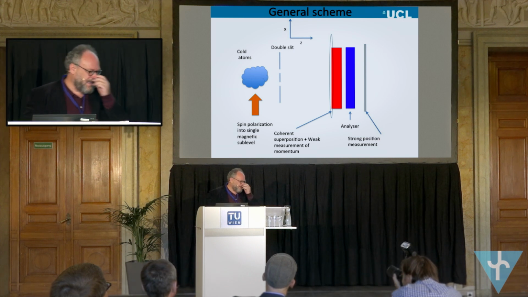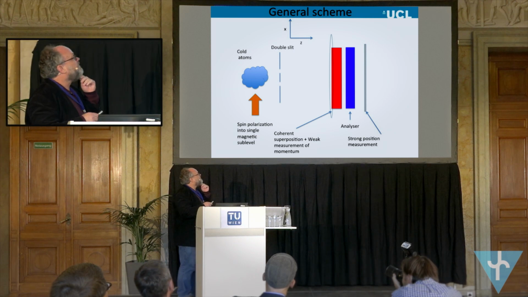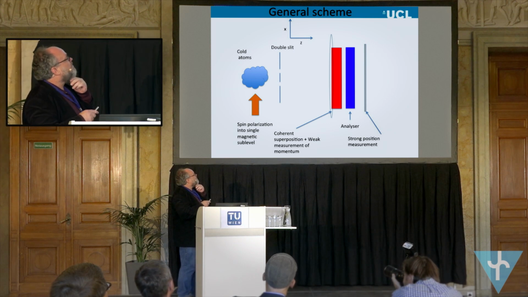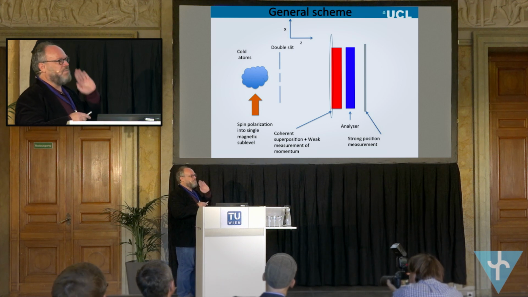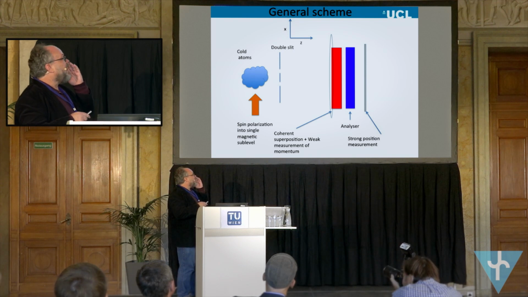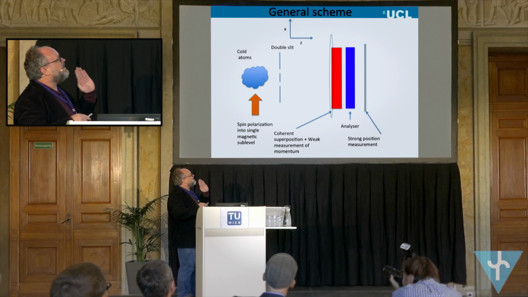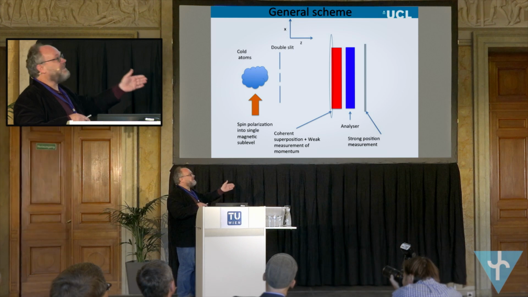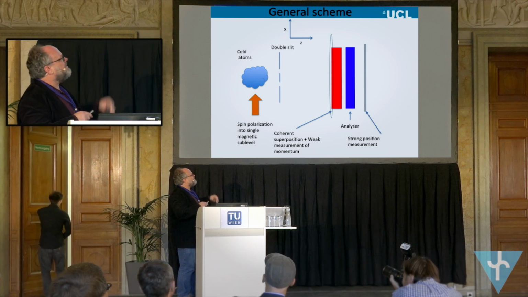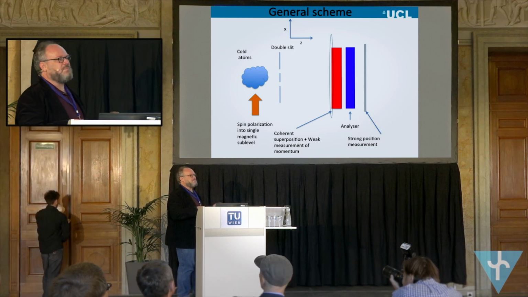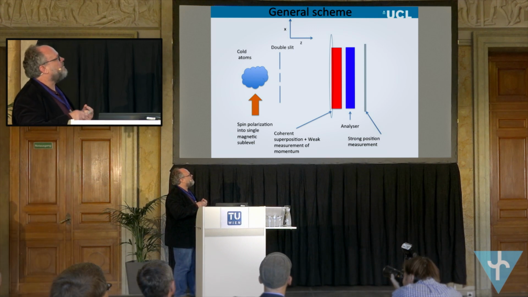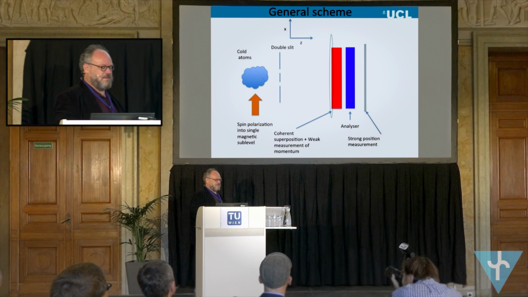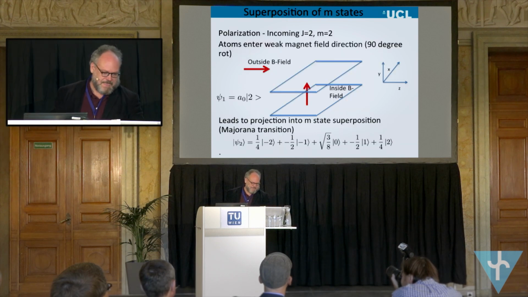So the first case here is that we have a magnetic field in this region, and a different magnetic field here, and there's an abrupt change in that field, such that we essentially rotate that field by 90 degrees, and there's a projection, due to essentially a Majorana transition, into a superposition of these magnetic sublevels.